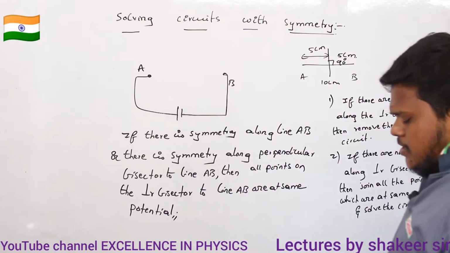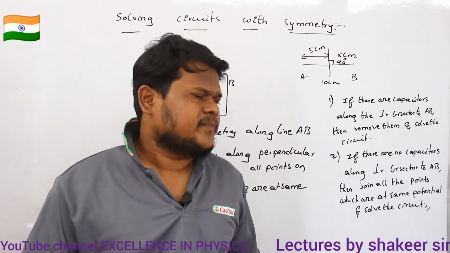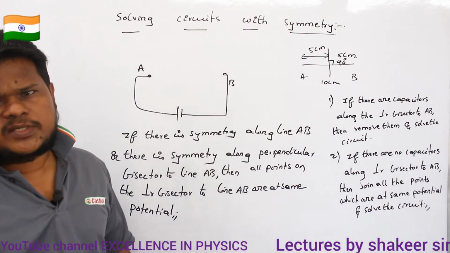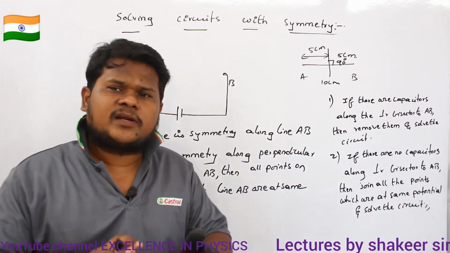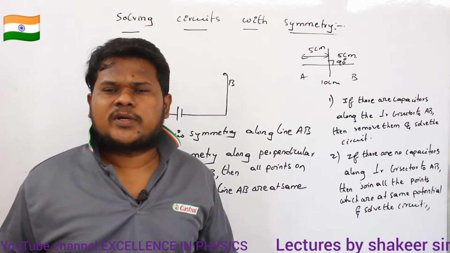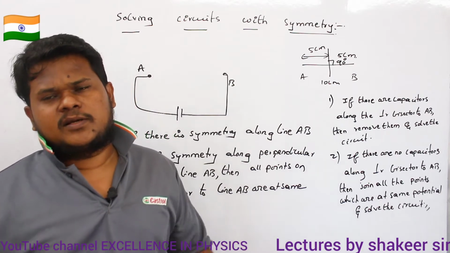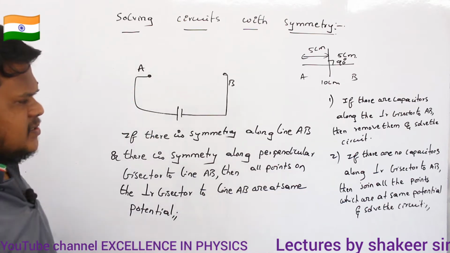If there are capacitors present on the perpendicular bisector to the line AB, then you can remove those capacitors and solve the circuit. The second condition: if there are no capacitors along that line, then you have to join all the equipotential points, and then also you can solve the circuit. Clear? Let us try to understand this by taking an example.